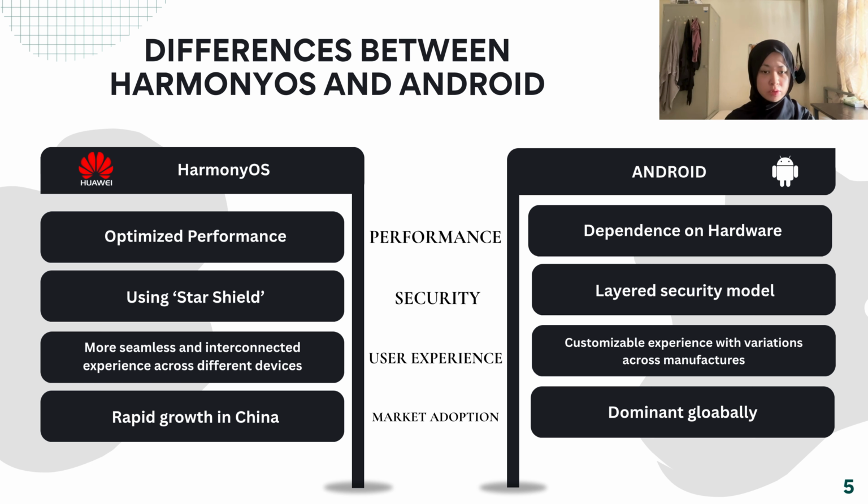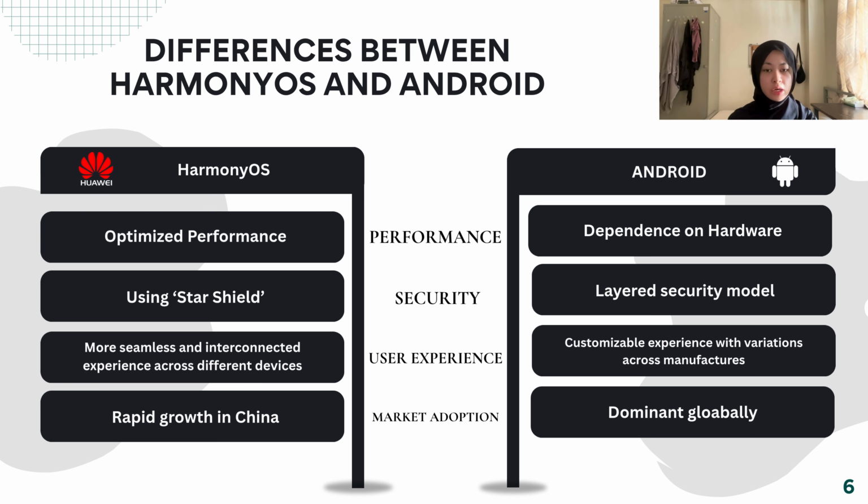The performance comparison between HarmonyOS and Android. HarmonyOS has optimized performance. It has a smooth performance, even on low-end devices. But for Android, the performance depends on the hardware. If the hardware is a low-end device, then the performance might be slower than on high-end devices.